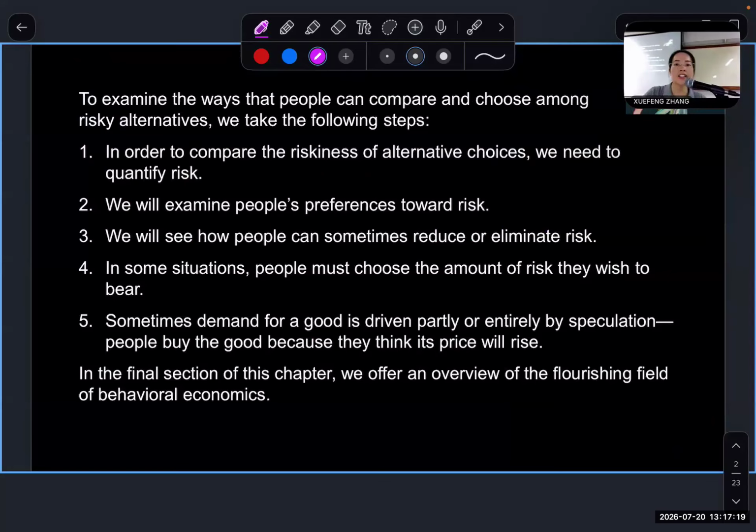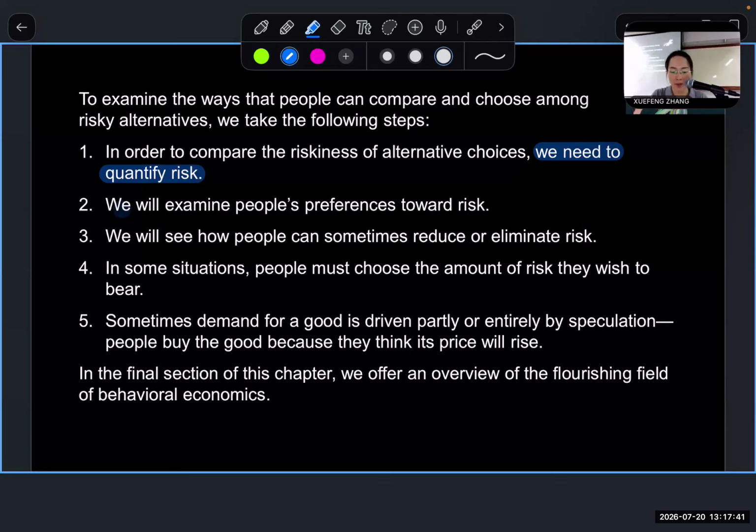This slide is just our roadmap, okay? 5 steps to understand risky decisions. First one, we need to put a number on risk, okay? That's why we need to quantify risk. You can't compare risky choices if you can't measure them.